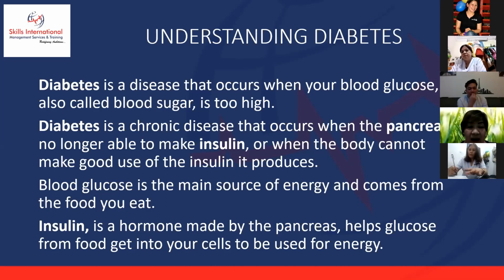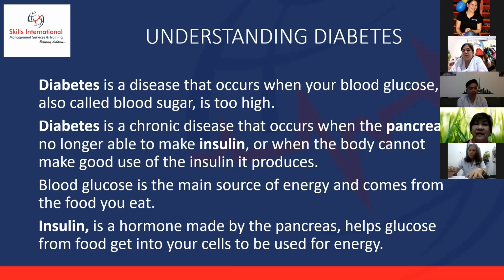blood sugar. Insulin is a hormone made by the pancreas. It helps glucose from food to get into your cells to be used for energy. Since the pancreas is not producing insulin, you will be having high blood sugar. So this is the cause of diabetes. Diabetes mellitus, or DM, or diabetes.